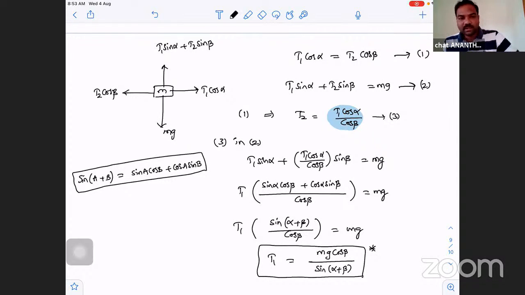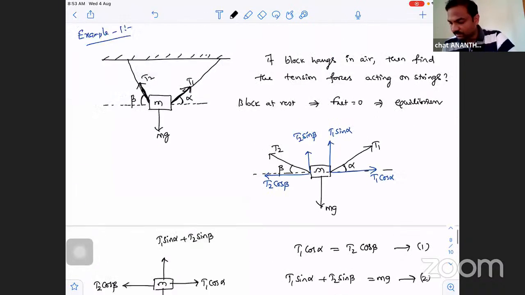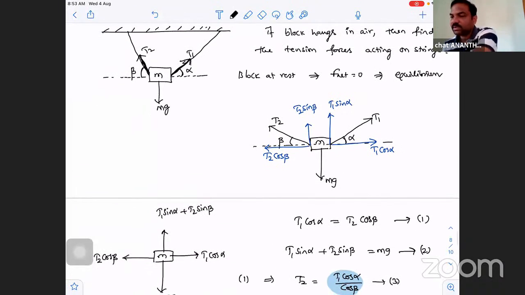Okay. If we know the T1 value, we can go for the T2 value also. You can find the T2 value because T2 is equal to T1 cos alpha by cos beta. Write the T1 value in the third equation, then we'll get the T2 value also. Okay, so I'm keeping it from the first. Try to copy it. Understood?